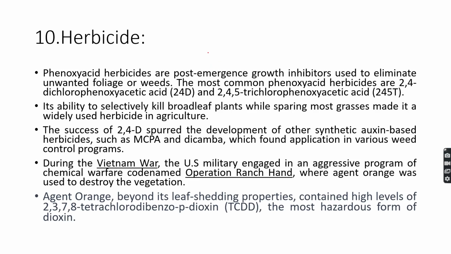The last but most important role of auxin is herbicide. It has herbicidal property, and basically 2,4-D and 2,4,5-T. 2,4-D means 2,4-dichlorophenoxyacetic acid and 2,4,5-T is 2,4,5-trichlorophenoxyacetic acid. These have an important role in herbicidal effect, and these are basically responsible for killing broadleaf weeds or dicot weeds.